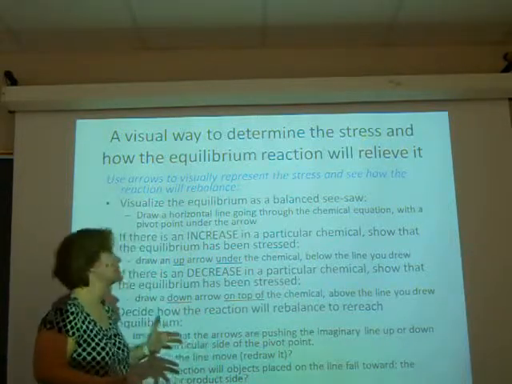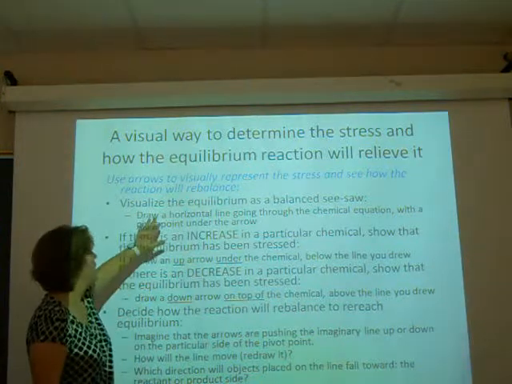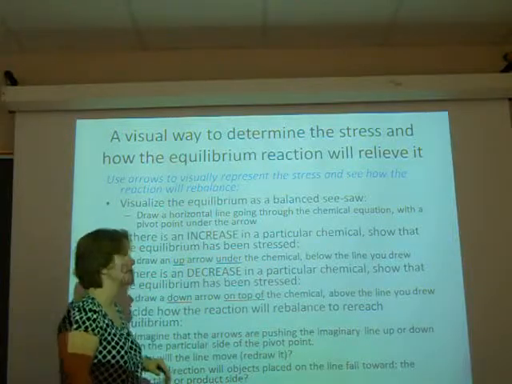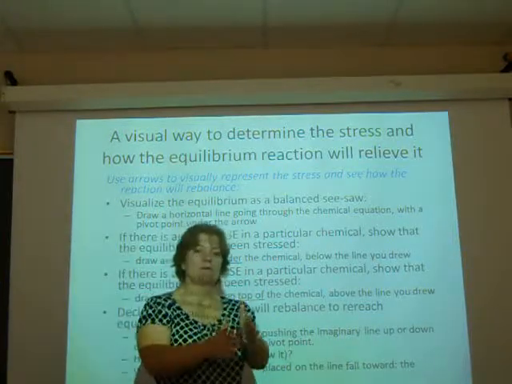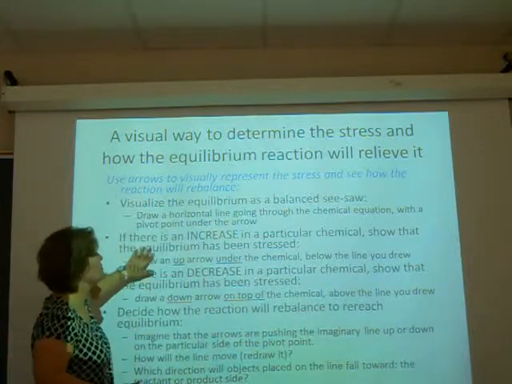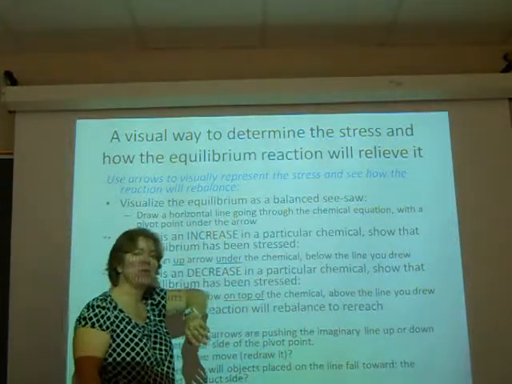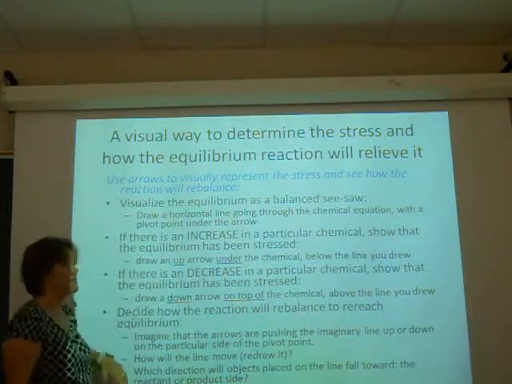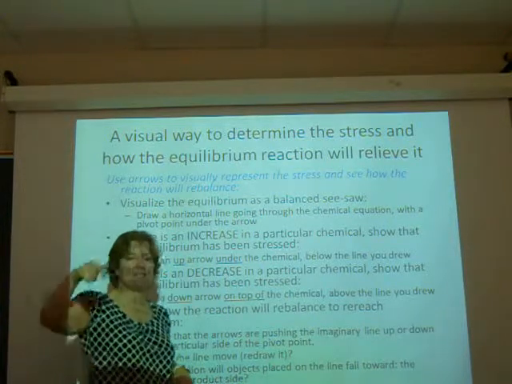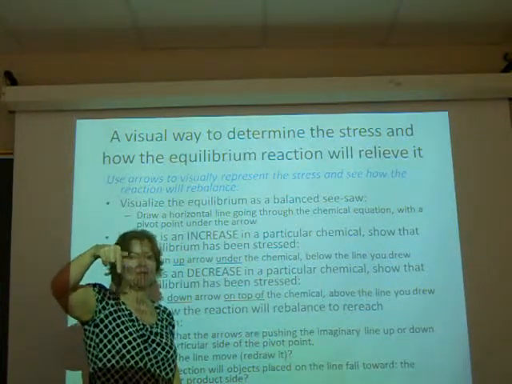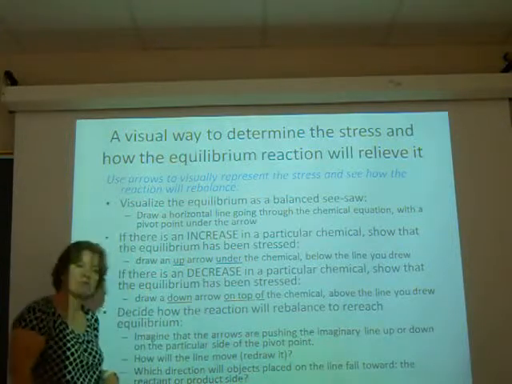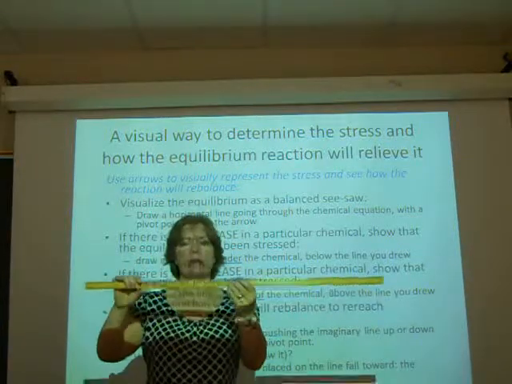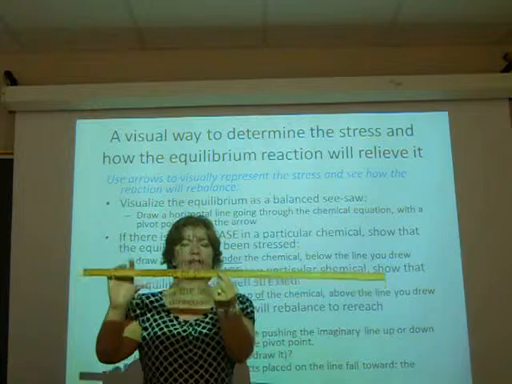I can also use a seesaw method to get the same answers. If you want to use this method rather than memorizing those 4 possibilities, I visualize the equilibrium as a balanced seesaw. I'm going to draw a line through the chemical reaction and imagine that there's a pivot point underneath the arrow. If there's an increase in a particular chemical, I'm going to put an arrow underneath that chemical pushing the line up. If there's a decrease in a particular chemical, I'm going to put a down arrow on top of that chemical, pushing the line down. Then I'm going to envision what would happen to my line. Here I have my line, and here's my arrow, so this is where it bounces.